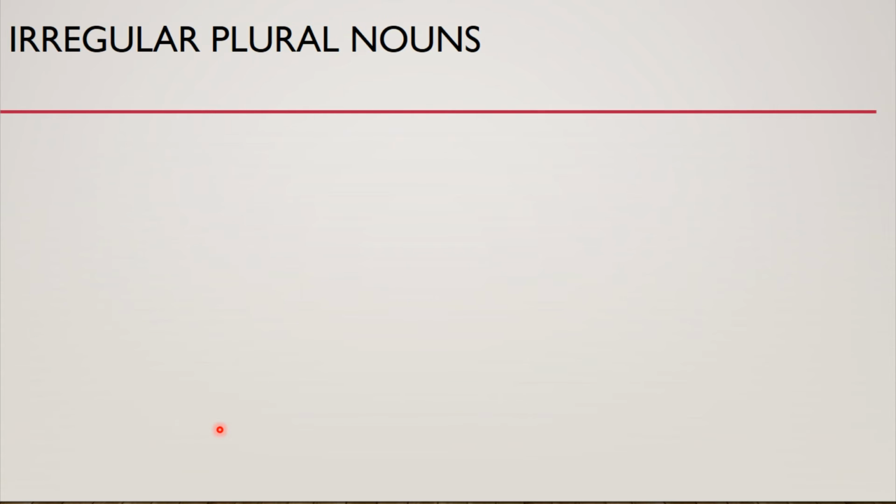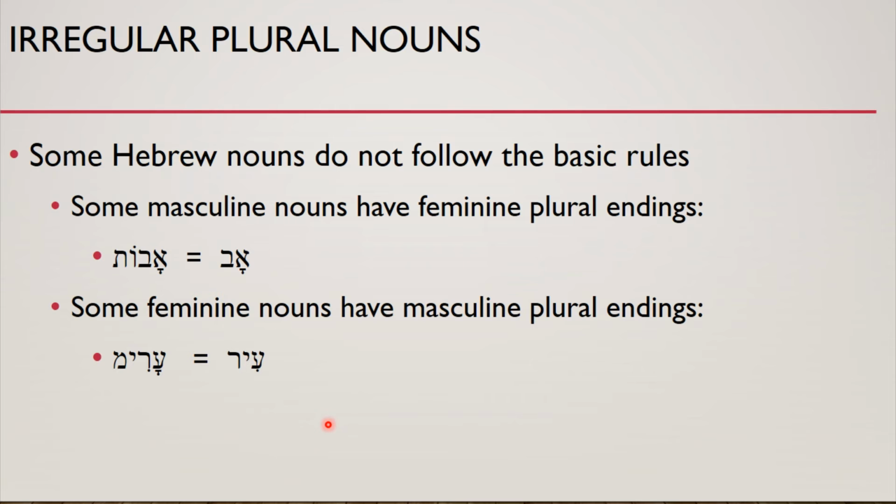You do have irregular plural nouns, and we'll look at those. So for example, what that means is that some of the Hebrew nouns don't follow the basic rules. So you have some masculine nouns that have feminine plural endings, like the word av, which is father, which is a masculine word, but in the plural form, it's avot. You also have some feminine nouns that have masculine plural endings, like the word ir, which is city. Well, in the plural form, it's arim. Again, by the way, this is not the end form of a mem. I apologize for that. But this is a feminine word, so you would expect that this would be something like irot, with that ot ending for the feminine plural. But that's actually not what this word does. This word has the masculine plural ending, with that im ending.